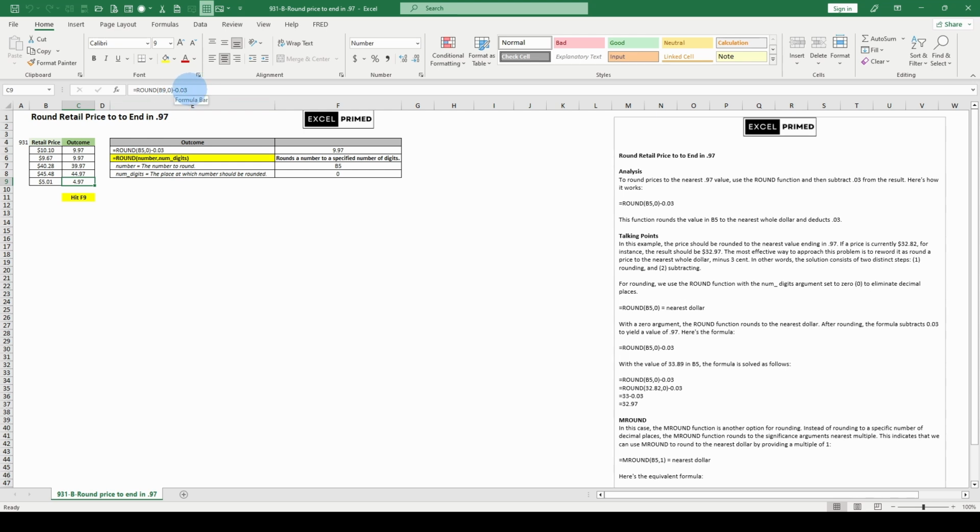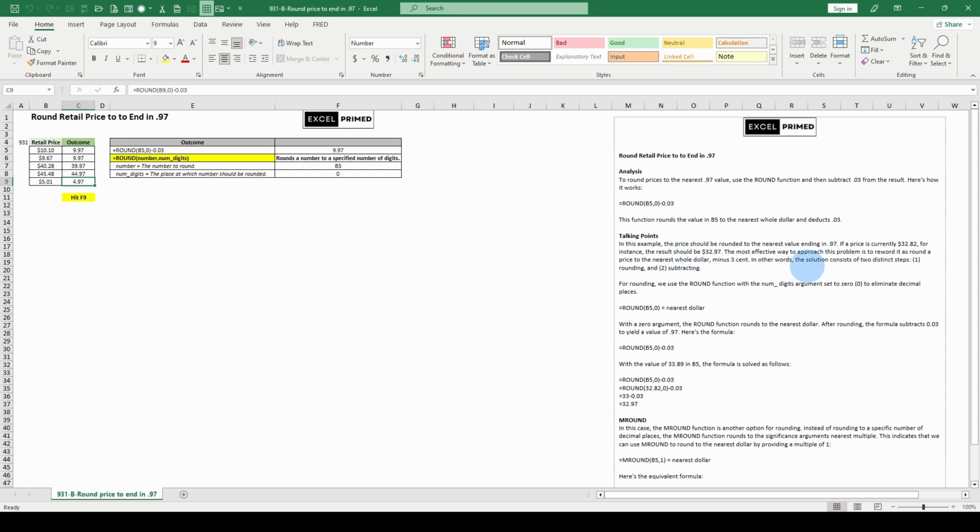Then all we're going to do is subtract 3 cents. We can do this with any number. We can do it with 48 cents or 47 cents or what have you. We're just going to have to put a larger number there. In this example, the price should be rounded to the nearest value ending in 0.97. If a price is currently $32.82, for instance, the result should be $32.97.